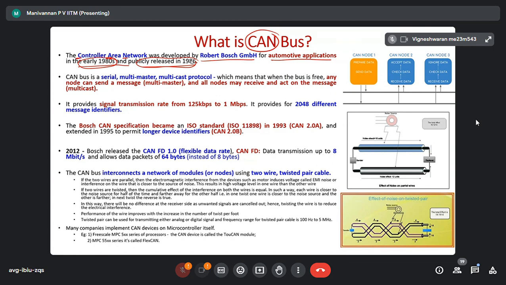To my knowledge, you need to check if you're going to design. CAN bus is a serial multi-master, multicast protocol, no doubt. Just now I told you SPI is a single master, multiple slaves. In case of RS-232, there's no master slave, because whoever transmits is a master, the other fellow is the receiver. Receiver is called a slave.